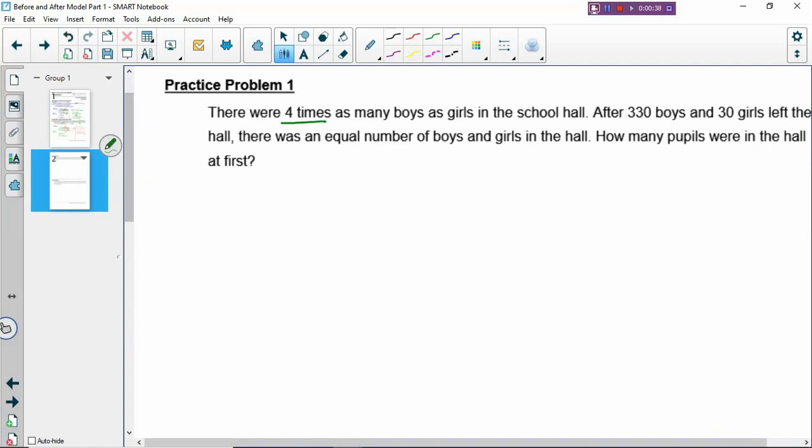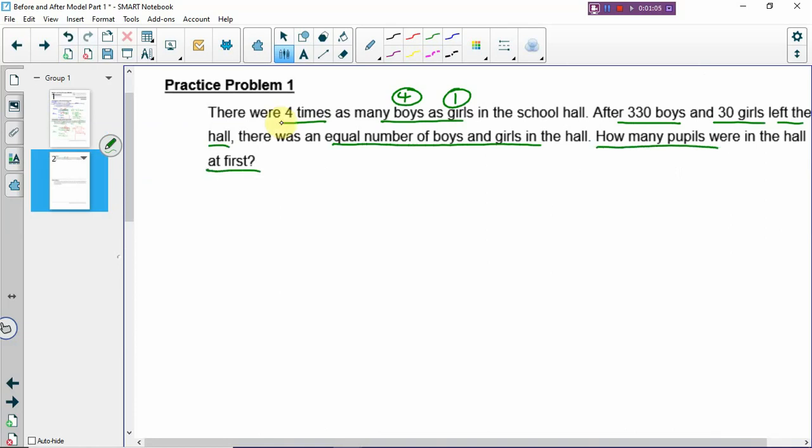Now, there were 4 times as many boys as girls. Before you do any drawing, you have to put something important onto your statements. So there are 4 times of boys and 1 time of girls. Now, after 330 boys and 30 girls left the hall, this is what we call the change. There's an action happening. There was now an equal number of boys and girls in the hall, which is the after. So how many pupils were in the hall at first?